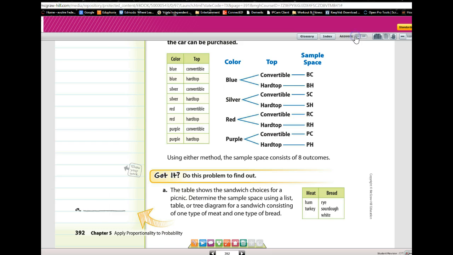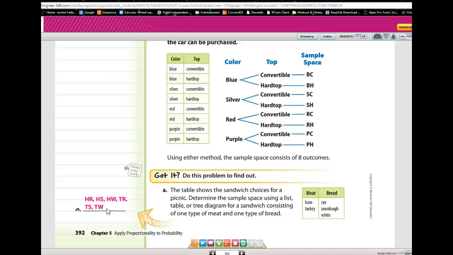Well, to help you out a little bit, I'll give you the answer. Here is the list. You can have a ham with rye, or a ham with sourdough, or a ham with white bread. Or you can have a turkey on rye, a turkey with sourdough, or a turkey on white bread. And I think most of you guys already could figure that out.